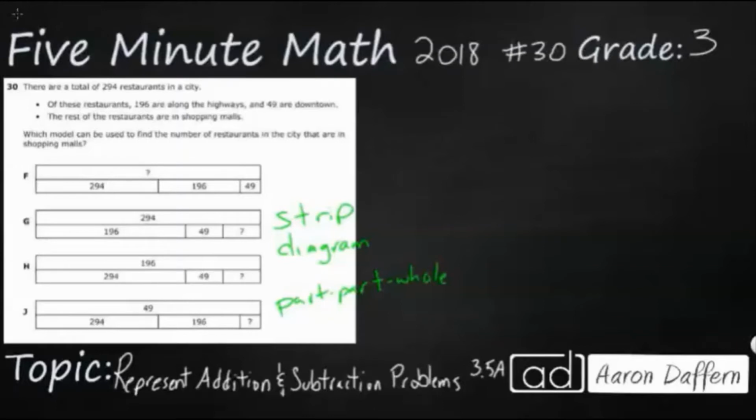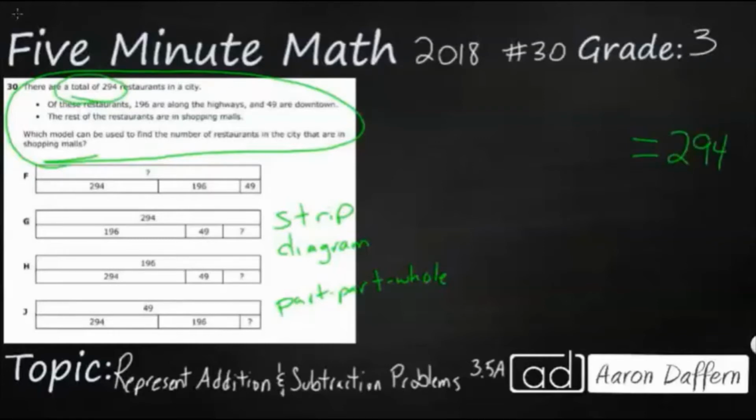So we need to have a picture, a representation of our problem situation up here. Let's see if we can figure this one out. I'll write an equation first, and then we're going to match that to the correct strip diagram. There are a total of 294 restaurants. So when they give you this total right here, I'm just going to put A equals 294. Because when they use this word total, that lets you know that that's going to be on one side of the equation. Remember, the equation needs to balance out.